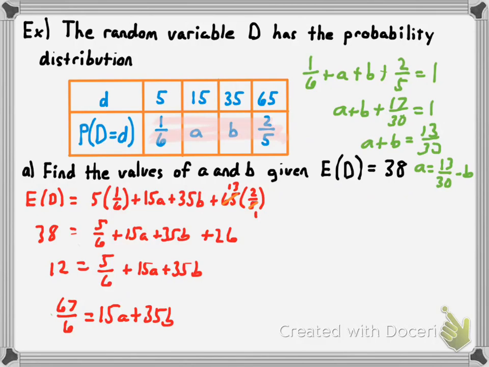And then we can use the substitution method to be able to find out what B is equal to first of all. All right, so let's take this equation down here, and I'm going to substitute up here. We're going to have 67/6 is equal to 15 times 13/30 minus B plus 35B.